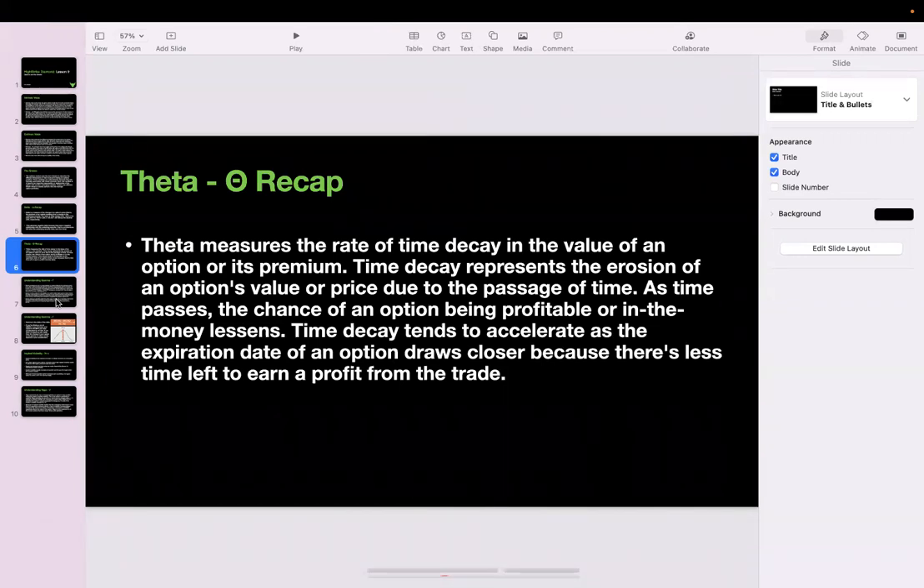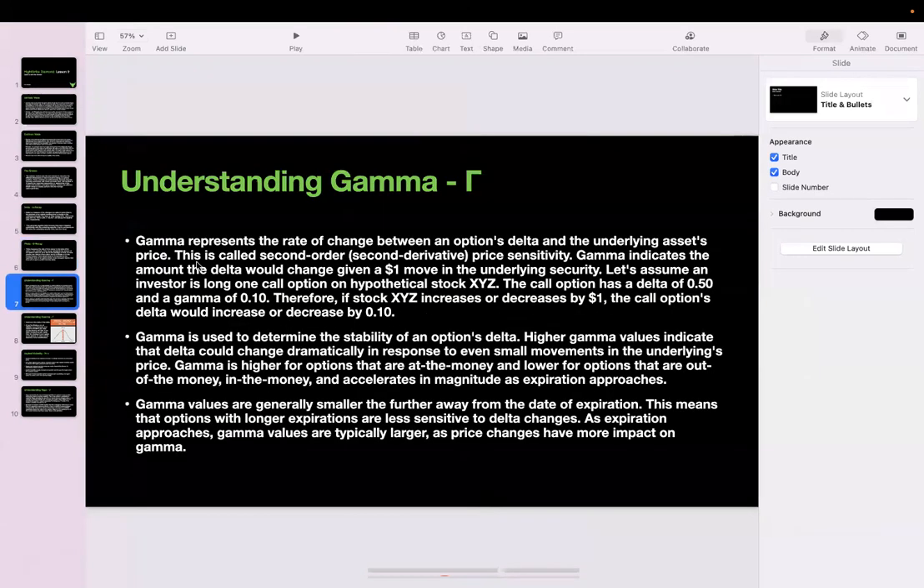Cool. Get ready. All right, pay attention here because we're going to go into gamma. I'll read this and then I'll explain a little bit. Gamma represents the rate of change between an option's delta and the underlying asset's price. This is called second order or second derivative price sensitivity. Gamma indicates the amount that the delta would change given a $1 move in the underlying security.